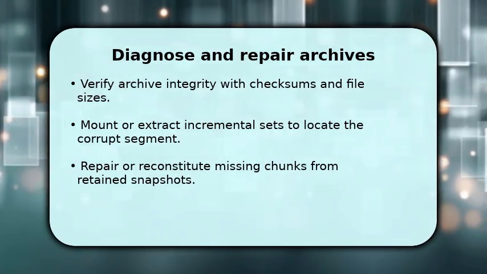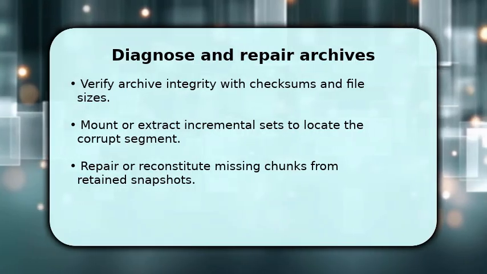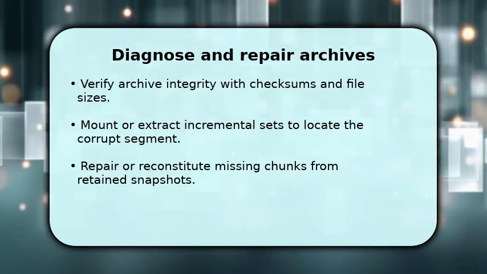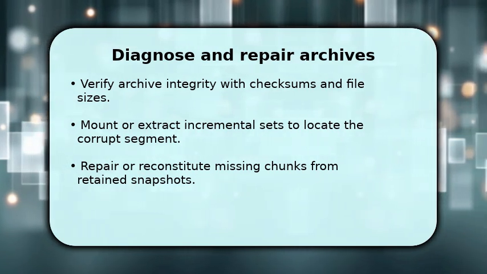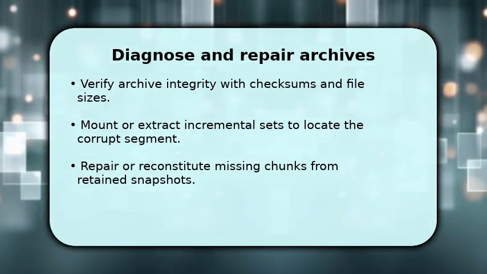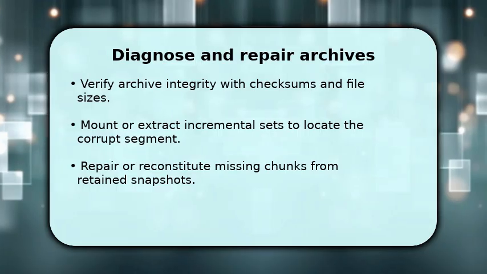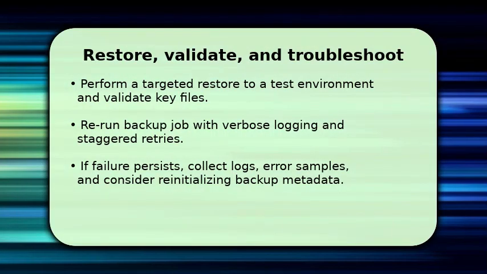If segments are missing, reconstitute them from retained snapshots or earlier full backups, and use block-level repair tools when available to rebuild damaged chunks. Finish by performing a targeted restore to a test environment and validate critical files and services. You do this to confirm the repair before touching production.